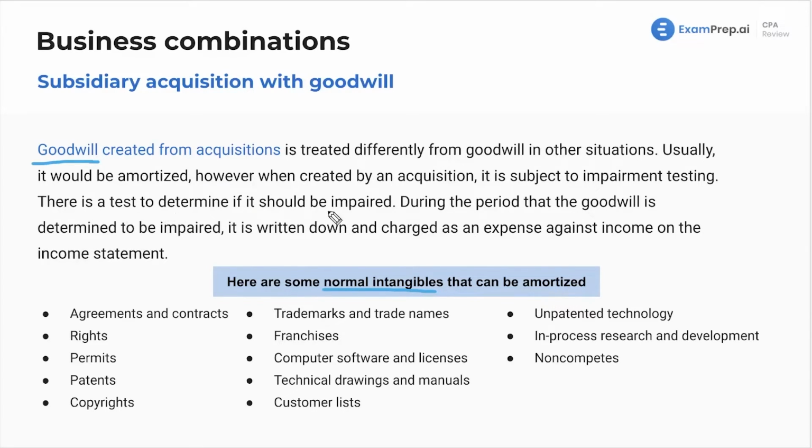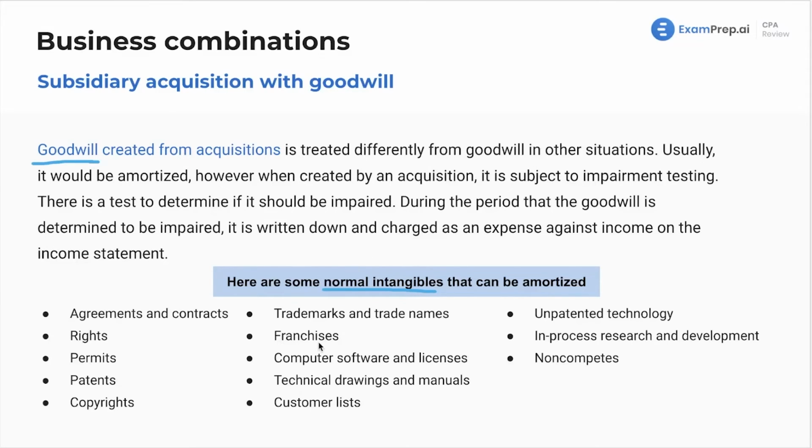So there's a test to determine if it should be impaired. We kind of went through impairing that before, right? You're going to do your qualitative and quantitative test. During the period that the goodwill is determined to be impaired, it's written down and charged as an expense against income on the income statement.